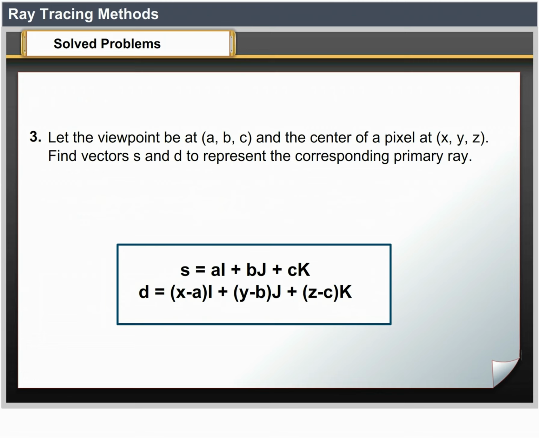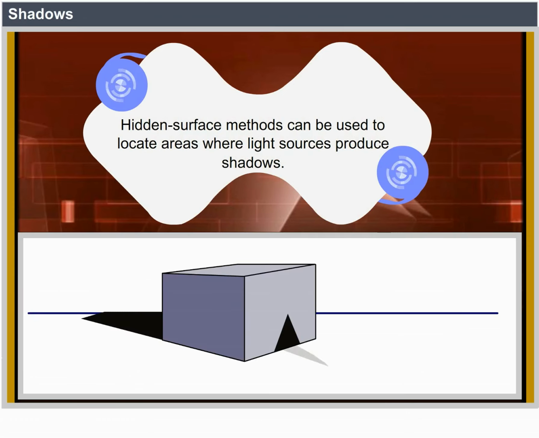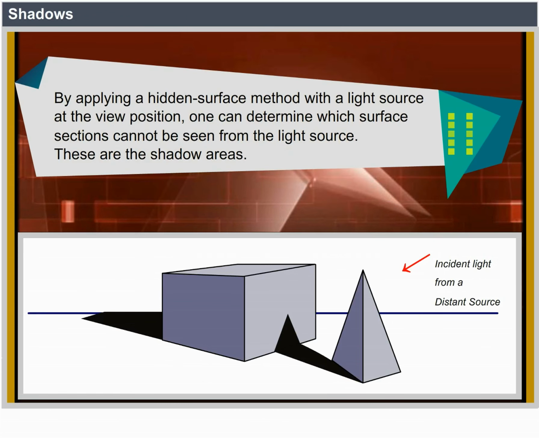Shadows. Hidden surface methods can be used to locate areas where light sources produce shadows. By applying a hidden surface method with the light source at the view position, we can determine which surface sections cannot be seen from the light source. These are the shadow areas.